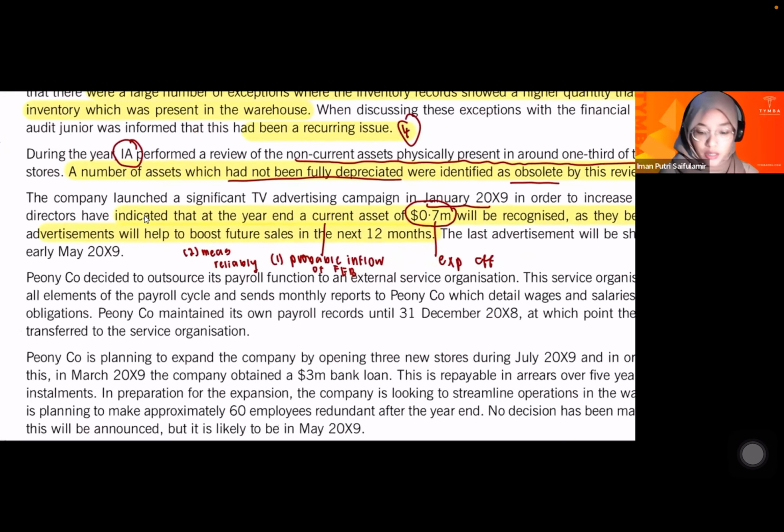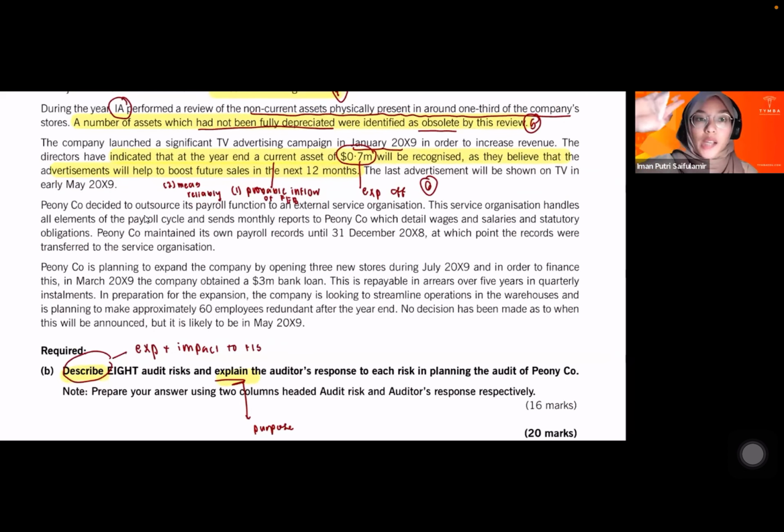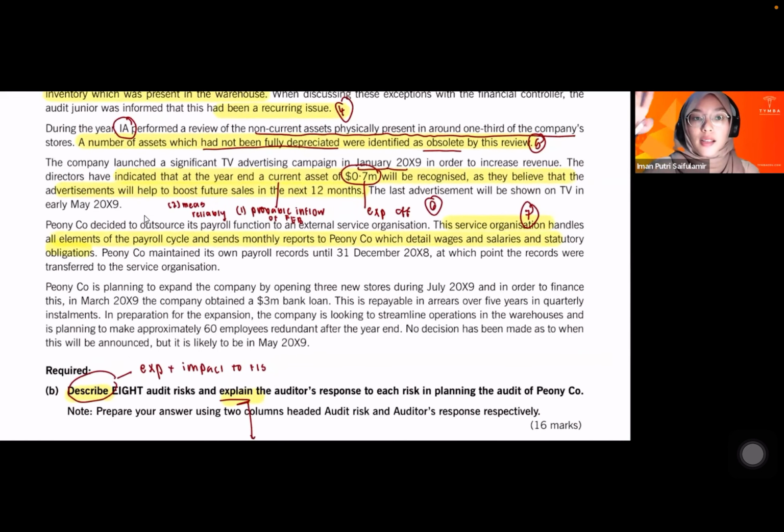All right, so that is the next point here. This is number 6. Only co- decide to outsource. Every time we outsource to an external service organization, this is the same point. This service organization handles all elements of the payroll cycle and sends monthly reports to Ponyco. If you guys remember, we did this in our previous question, right?